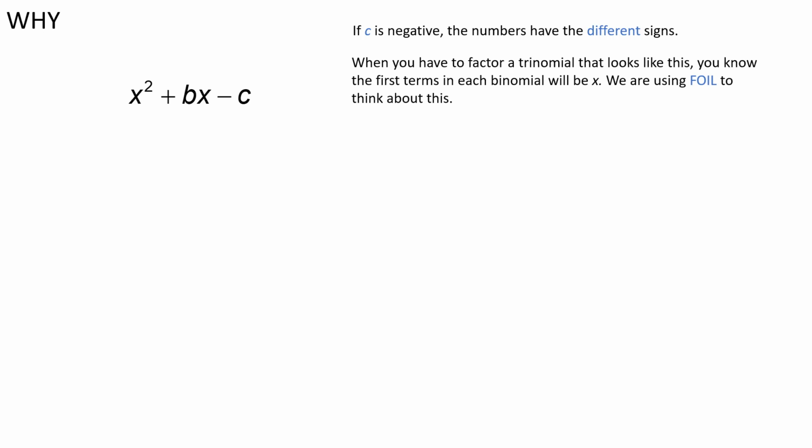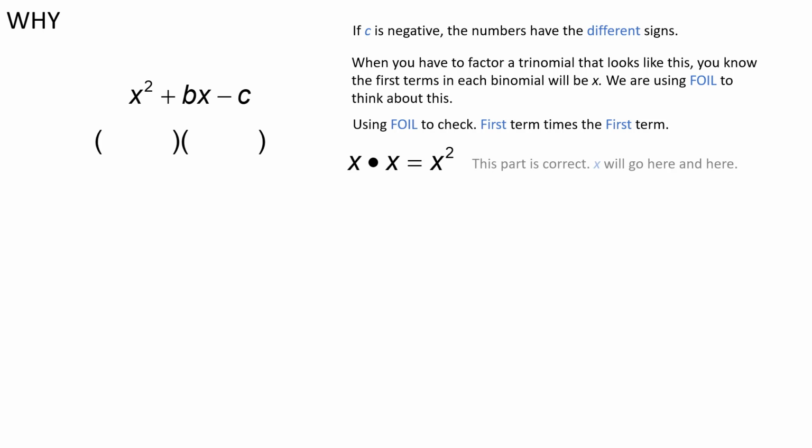When you have to factor a trinomial like this, you know the first terms in each binomial will be x. We're using FOIL to think about this. So here are our two sets of parentheses for each binomial. Using FOIL to check, the first term times the first term, x times x, will give us x squared. This part is correct, so x will go here and here. This is pretty much true of all of the binomials that we're going to be factoring today.